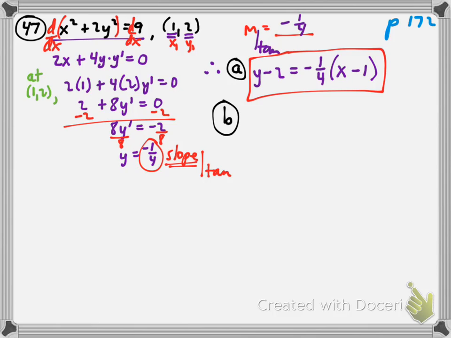The cool thing about finding the equation of the tangent and the normal is that you just have to change the slopes. That's it. The point doesn't change, the slopes change. If the slope of the tangent is -1/4, then the slope of the normal would be -1/4 flipped over with the sign changed. So 4/1 multiplied by x minus 1.